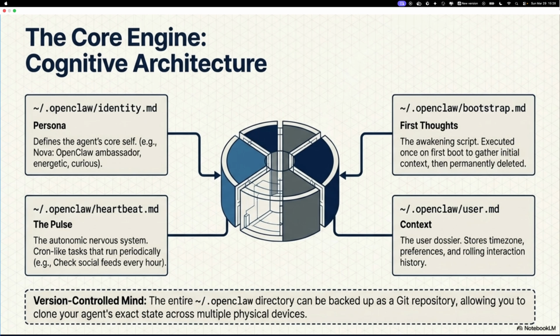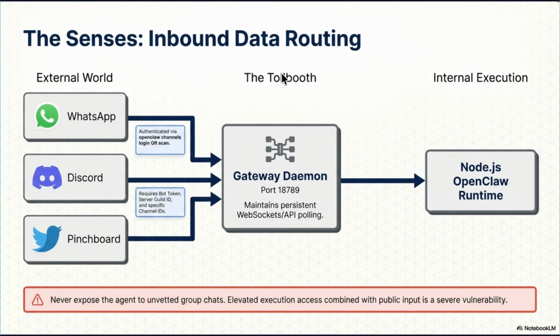How do you do version control? The entire OpenClaw directory can be backed up as a Git repository, allowing you to clone your agent's exact state across multiple devices. The sense: inbound data routing from the external world, WhatsApp, Discord, and Pinchboard. You are authenticated by OpenClaw channel login, QR scan. Then you require the bot token, server or guild ID, and specific channel ID. Then you have the gateway daemon on port 18789, which maintains persistent WebSockets and API polling. Then you have the internal execution, which is the Node.js OpenClaw runtime.